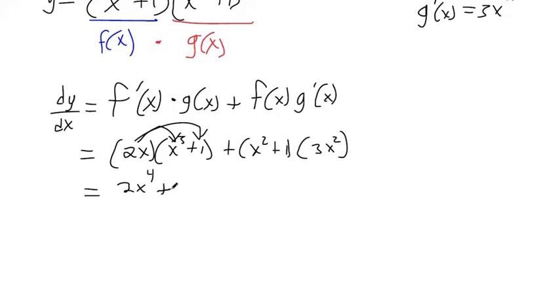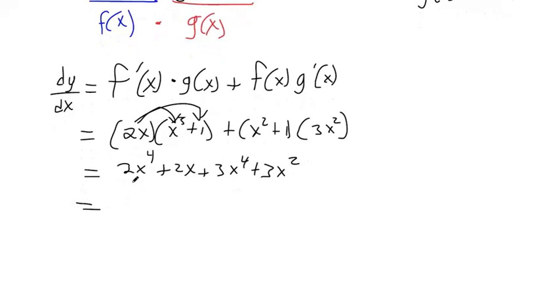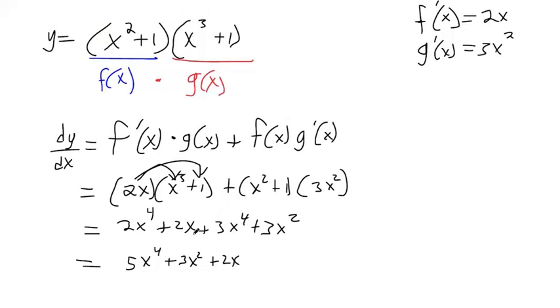Distribute that 2x. 3x to the fourth plus 3x squared. Then we can combine like terms. 2x to the fourth plus 3x to the fourth. That makes 5x to the fourth. And then we got 3x squared plus 2x. So if I did everything right, that's the derivative.